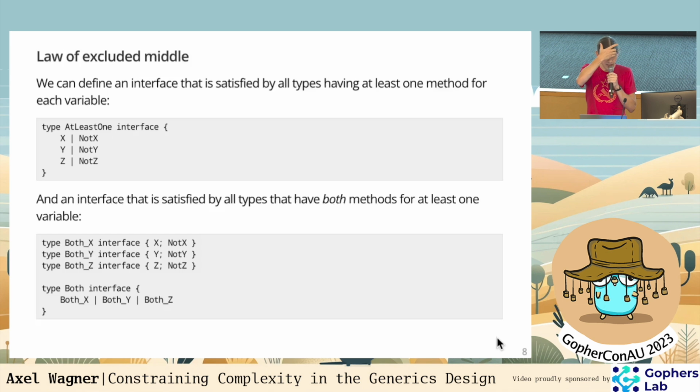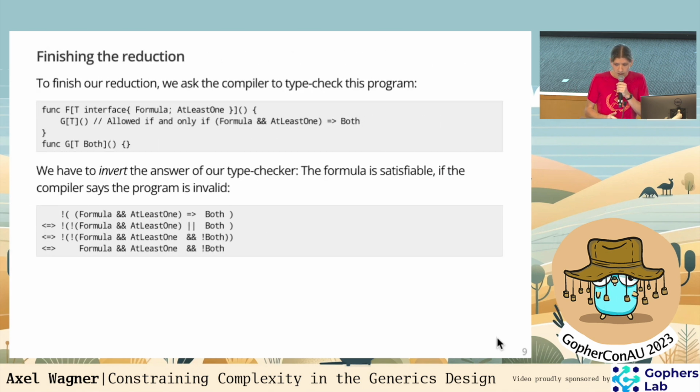So to get a valid assignment to our formula, our type would have to implement the formula interface. It has to implement the at least one interface to make sure that it has at least one of the methods for every variable. And it must not implement the both interface to guarantee that it does not have both set for any of these variables. And so this now lets us finish the proof.